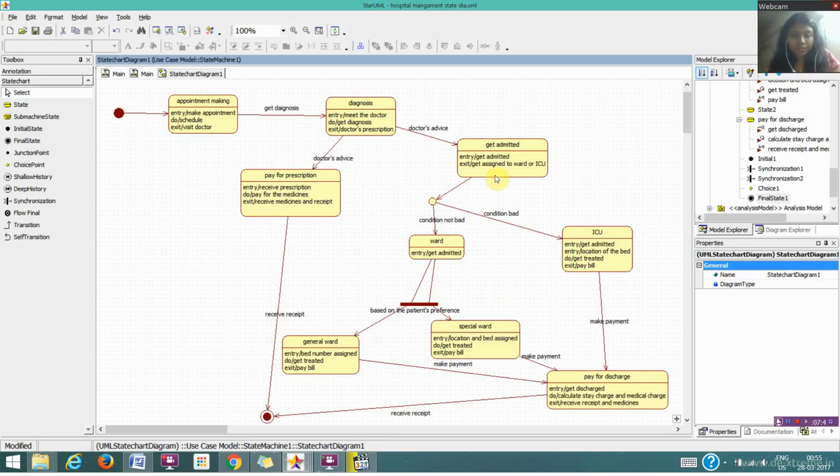So yeah, this is it for my hospital billing management system, and this is it for my state chart diagram.